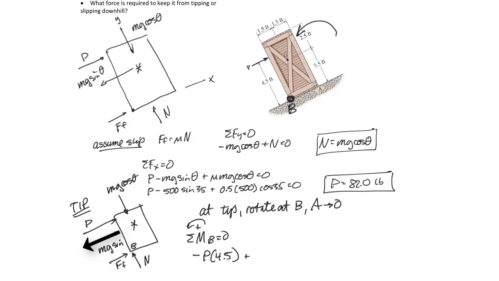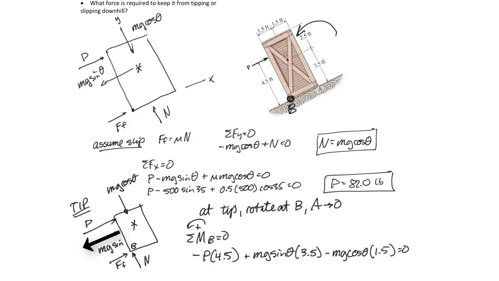Plus mg sine theta, and its lever arm is 3.5. And you can see that right there, 3.5. And it's positive because it's going in this direction. That's our positive rotation direction. Then mg cosine theta is actually going in the negative direction. Mg cosine theta, and it's got a lever arm of 1.5. That's right there, 1.5. And that's equal to 0.